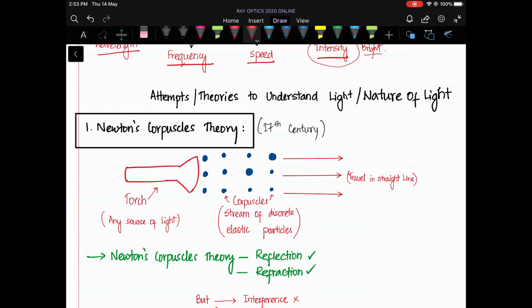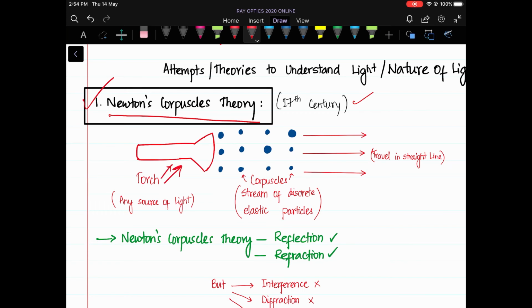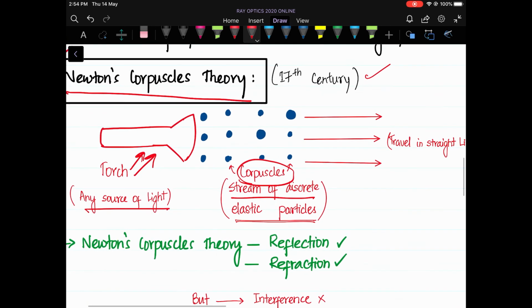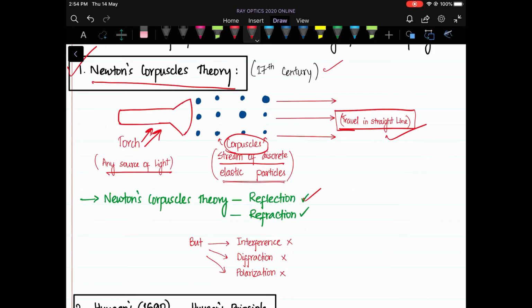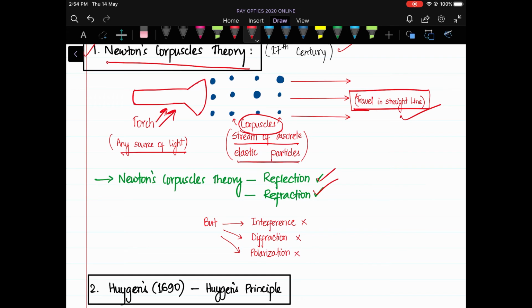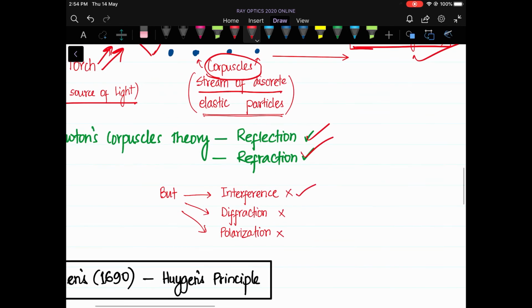The first attempt was made by Newton, wherein he introduced his corpuscular theory about the 17th century. According to him, if we have a source of light, the source is going to produce a stream of particles which are elastic in nature, and Newton called them corpuscles. Now these corpuscles, according to him, travel in a straight line. This theory could explain phenomena like reflection of light and refraction of light. What this theory could not do was explain some other phenomena associated with light, like interference, diffraction, polarization.